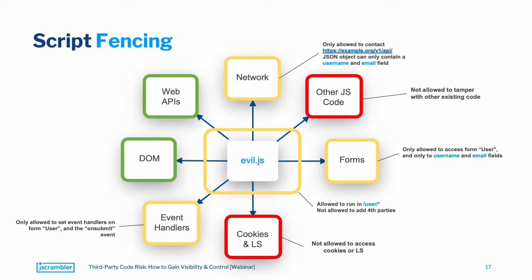And here I have multiple examples. So we can sandbox this evil.js script, only allow it to run on a specific page and prevent it from adding fourth-party code. Then we can enforce behaviors on all of these different dimensions, like only allowing it to access specific form fields or preventing it from modifying other JavaScript code.